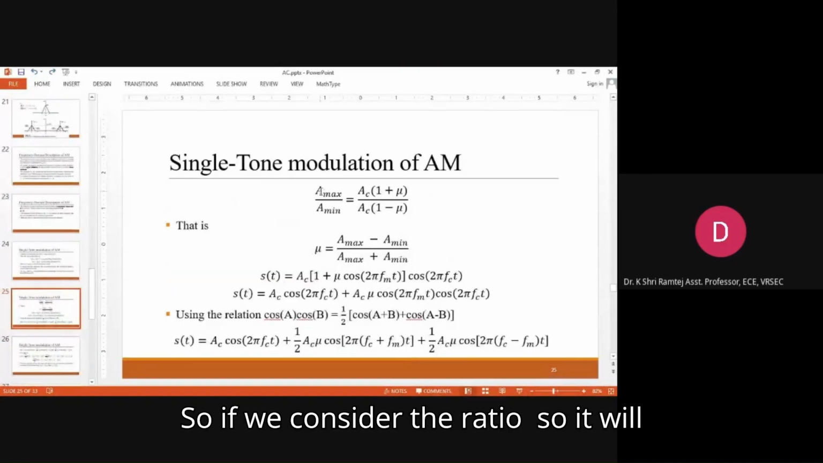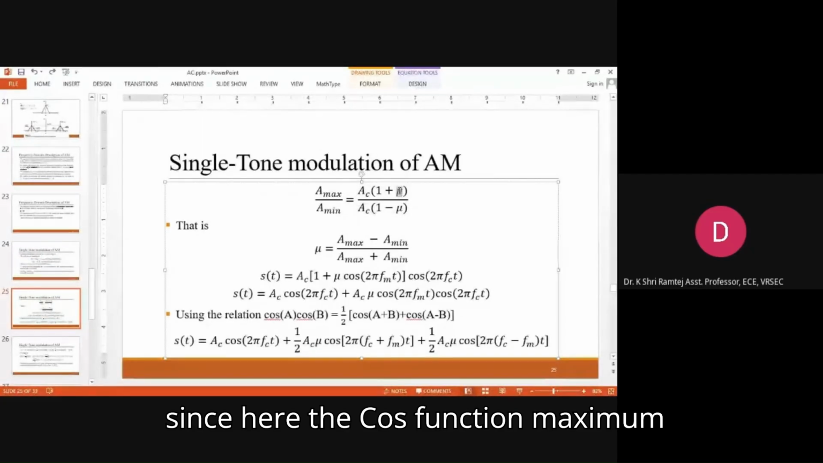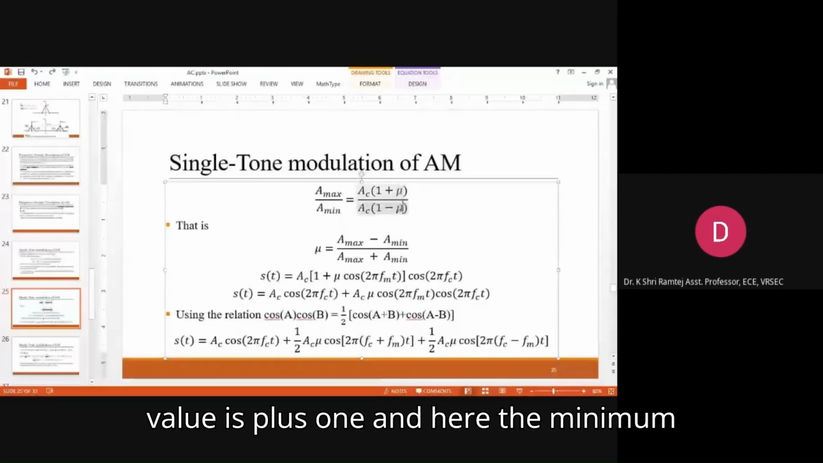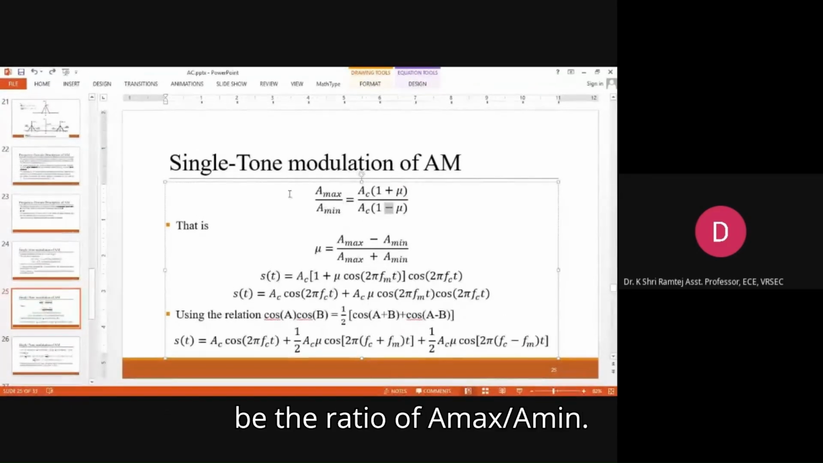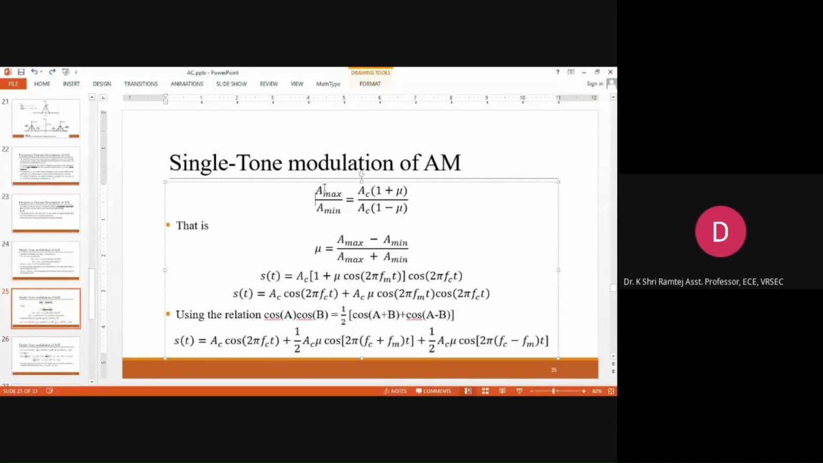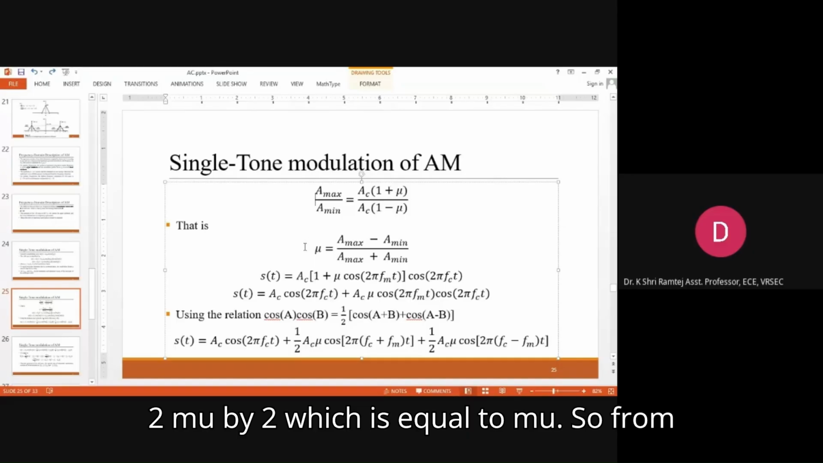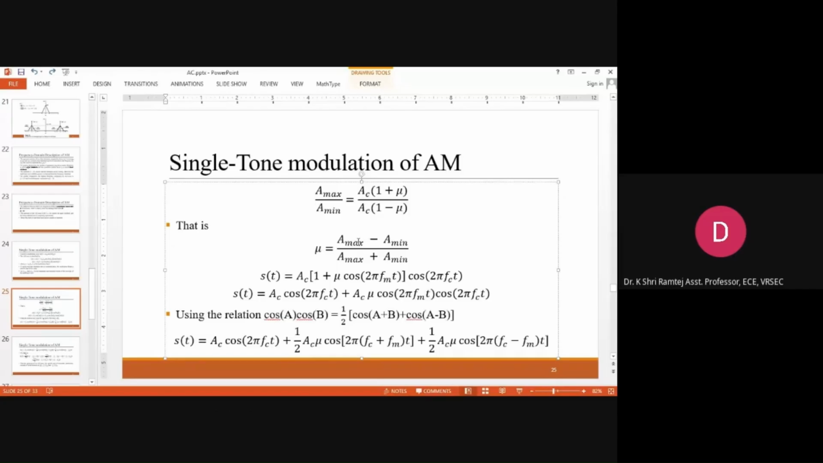If we consider the ratio A max by A min, it will be Ac into 1 plus mu by Ac into 1 minus mu, since the maximum value of the cos function is plus 1 and the minimum value is minus 1. So this will be the ratio of A max by A min. Now if we simplify this by taking A max minus A min by A max plus A min, we'll get 2 mu by 2, which is equal to mu. So from this we get the modulation factor as A max minus A min by A max plus A min.